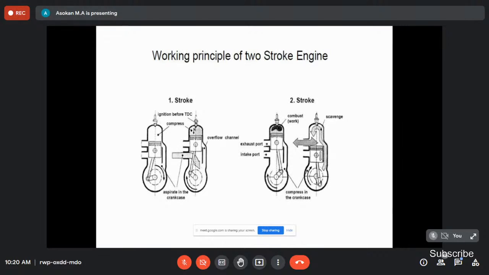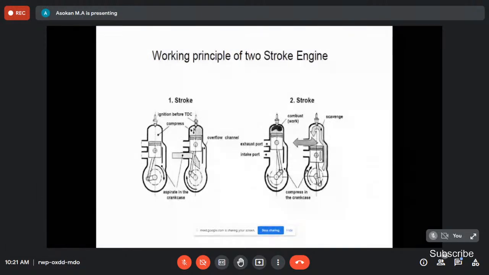If the piston compresses the air fuel mixture available in the bottom of the piston, in the crankcase, that's why it is called crankcase compression. Due to this compression of the suction products, there is a connection between the crankcase and the cylinder, that is the transfer port. These compressed products reach the top of the piston through this transfer port.